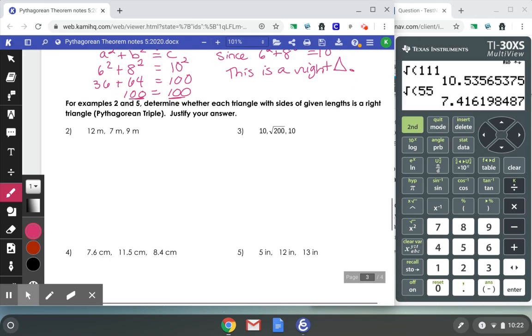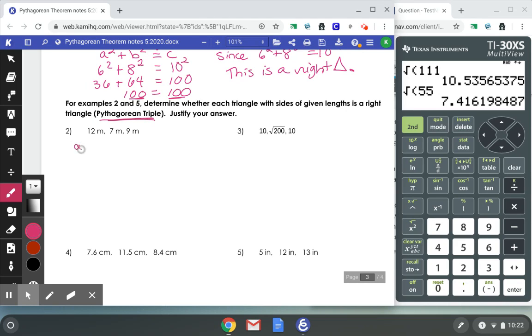Sometimes the 3 sides of your right triangle will be referred to as a Pythagorean triple. Okay, let's look at another example. I want to know 12, 7, and 9. Is this a Pythagorean triple, or is this a right angle or a right triangle?